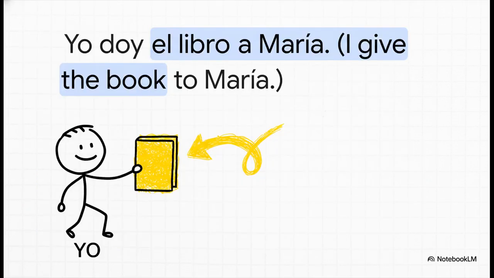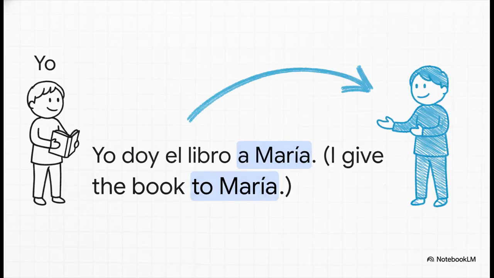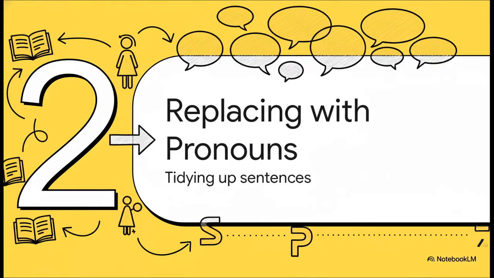Okay, let's look at this with our main example sentence for today. Yo doy el libro a Maria. Simple enough. So what am I giving? El libro, the book. See it there, highlighted? That's our direct object. And to whom am I giving the book? A Maria, to Maria. So Maria is our indirect object. She's the one receiving the book. See the difference? One answers what, the other answers to whom. Simple, right? Now we get to the fun part.